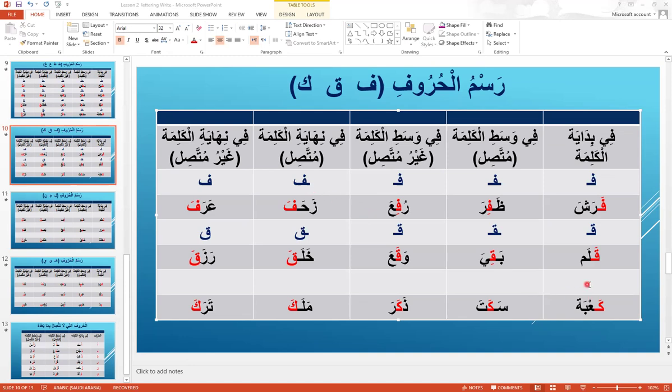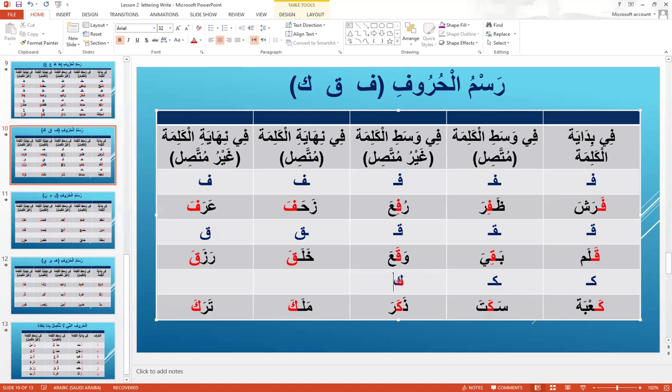So let's go to kaf. As we all know, kaf is one of the alphabet that joins on the left. So we write kaf, then we give it its connection. So kaf fi wasatil kalima muttasil. So kaf at the middle of the word connected. So it's going to have its connection on both sides. The first one because it's connected on the right, and the second one because by default it connects on the left.